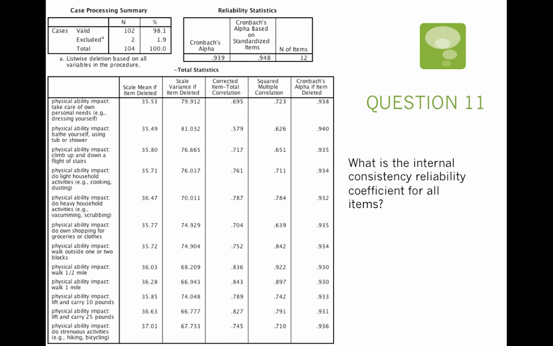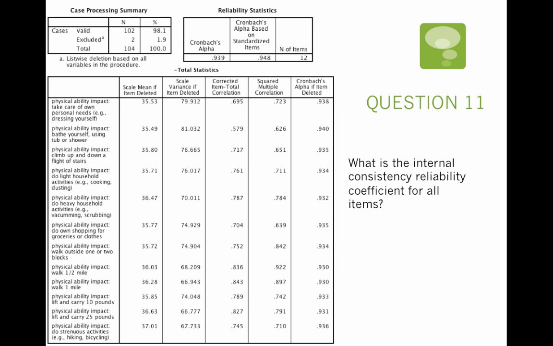Last question. You see we have all sorts of data here. What is the internal consistency reliability coefficient for all items? As soon as you see internal consistency, you should automatically think about Cronbach's alpha. Looking to see how much do all of these items, or one of these items, measure the same dimension, or the same concept, the same domain. In this case, we want to look at physical ability impact, seeing whether all of these measure that domain.